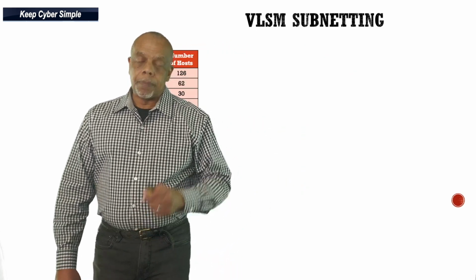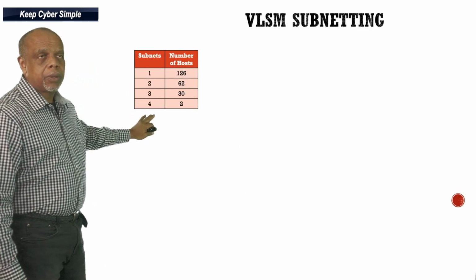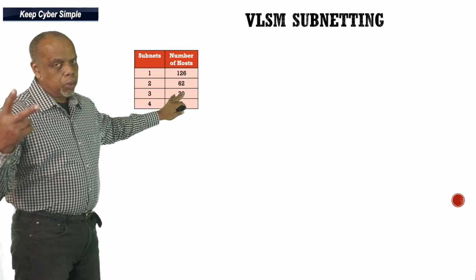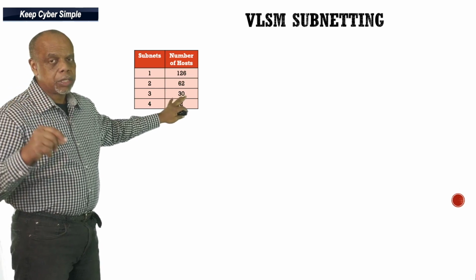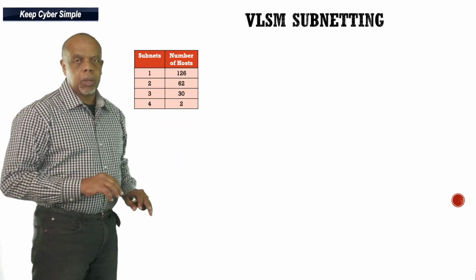So let's take a look at that. So this would be our subnets. Let's say we're going to need 4 subnets, right? With an available number of hosts of 126, because we've got to pull those 2 out. It was 128, but those 2 chairs got to come out. 62, same thing, 30, and 2.